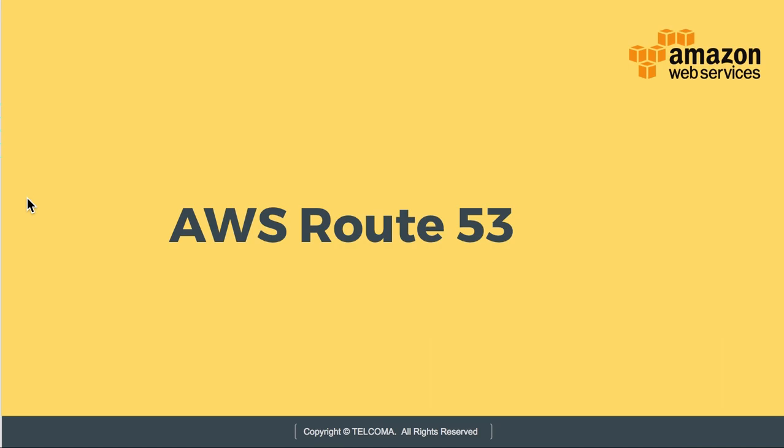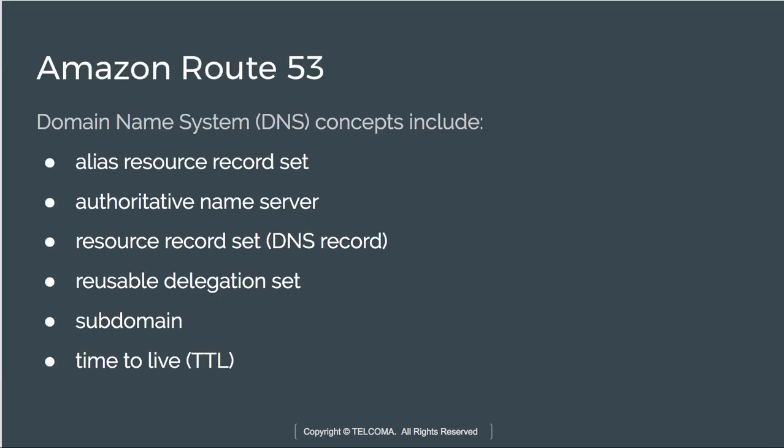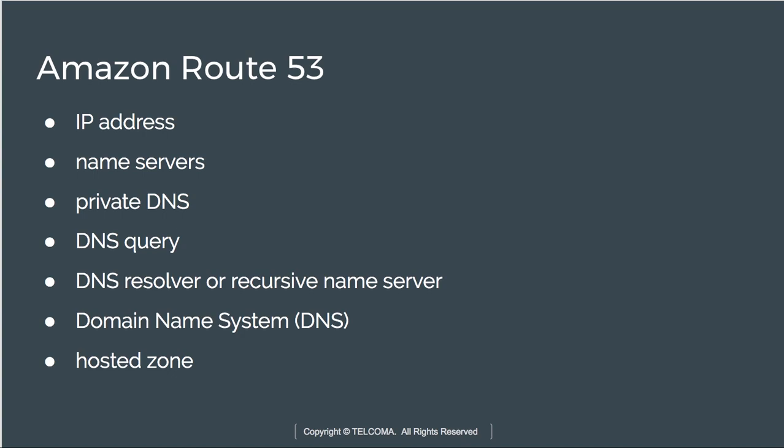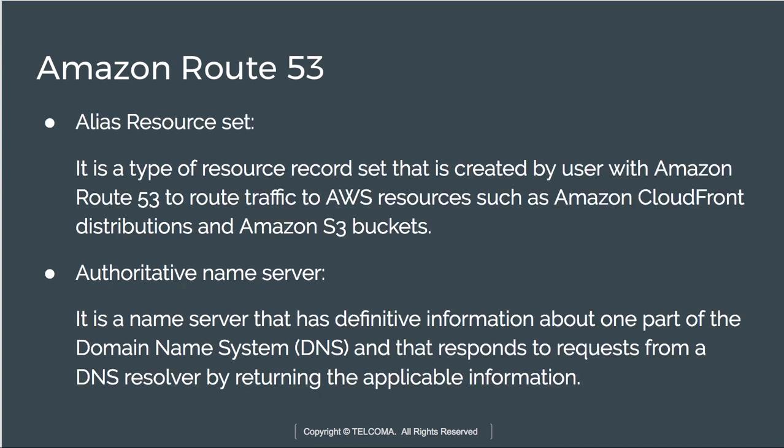Today in this class we are going to discuss some more concepts in Route 53. DNS concepts include alias resource record set, authoritative name servers, resource record set, that means DNS record. We have reusable delegation set, subdomain and time to live. IP addresses, name servers, private DNS, DNS query, DNS resolver, DNS and hosted zone. So let's discuss these.